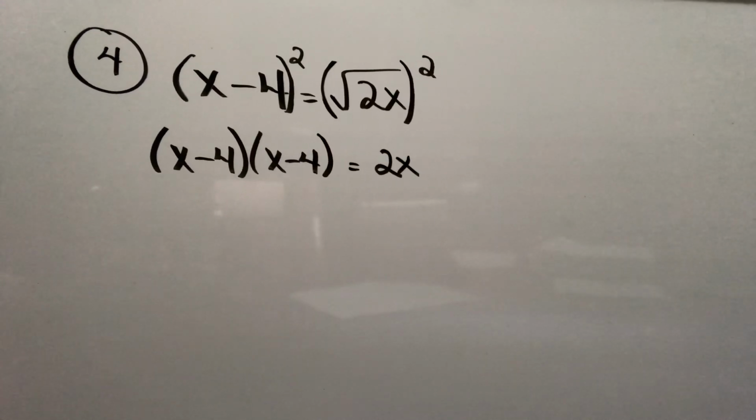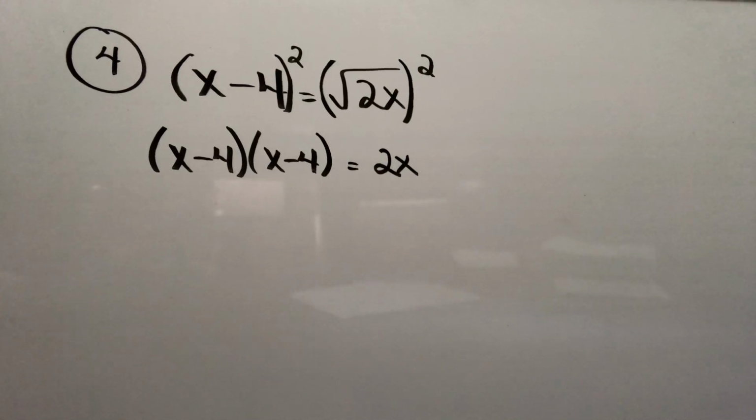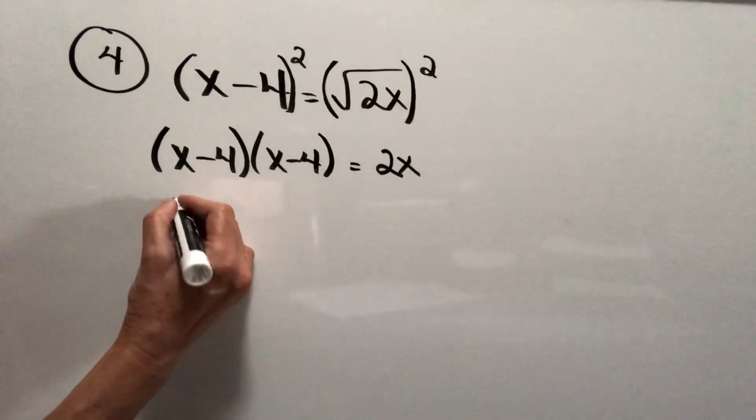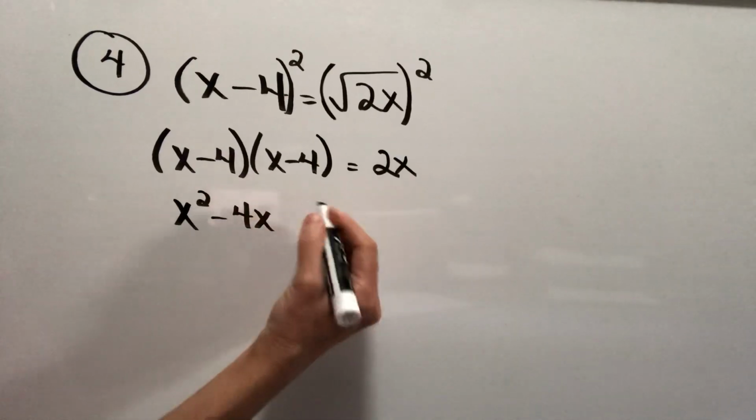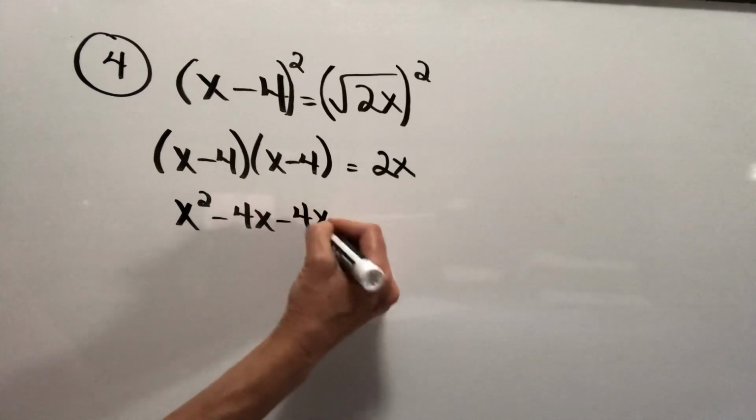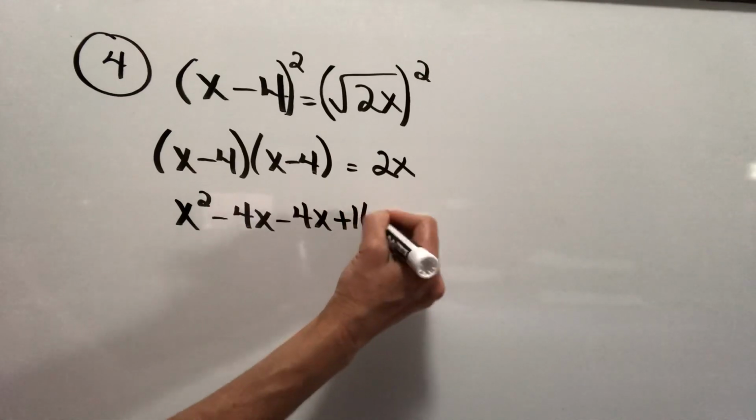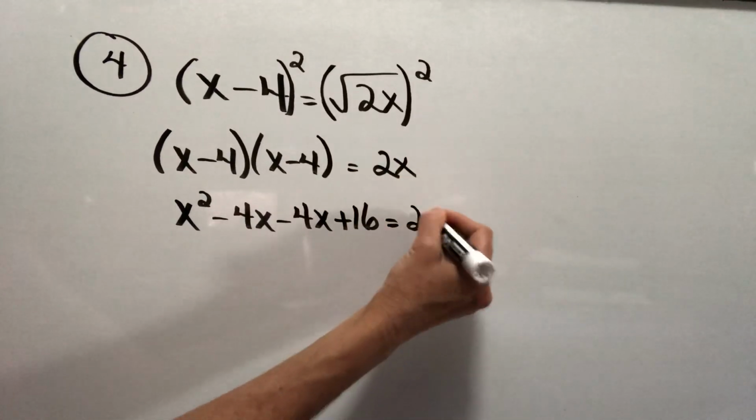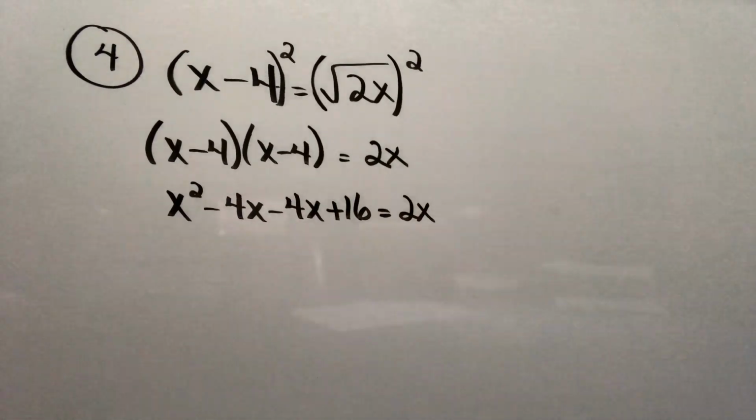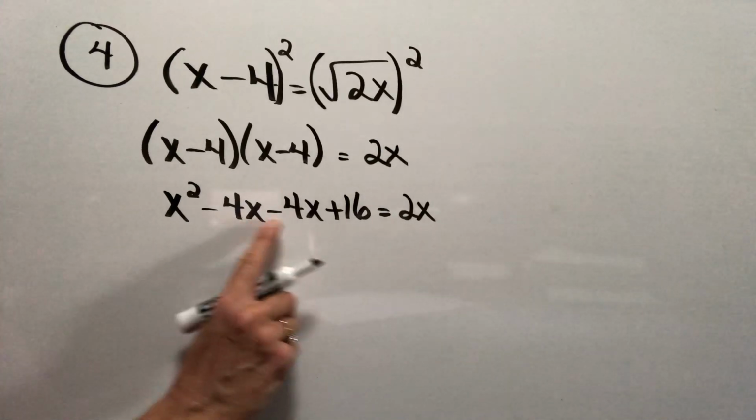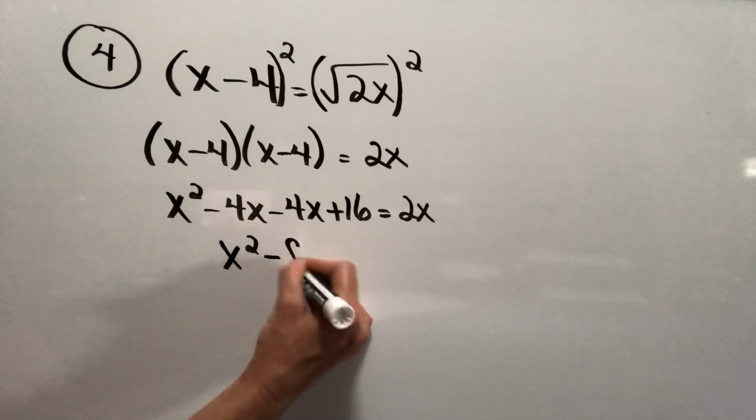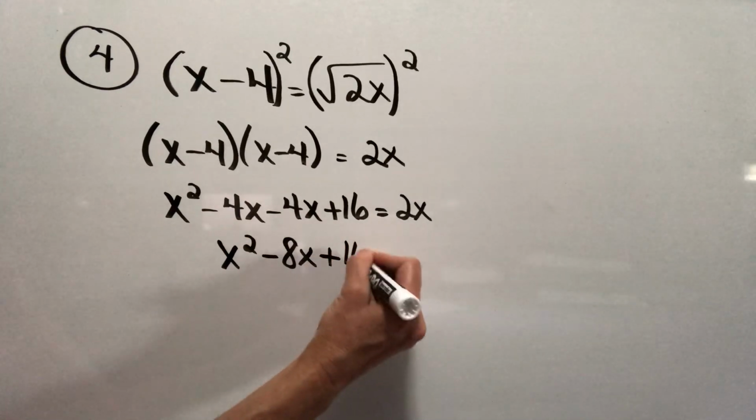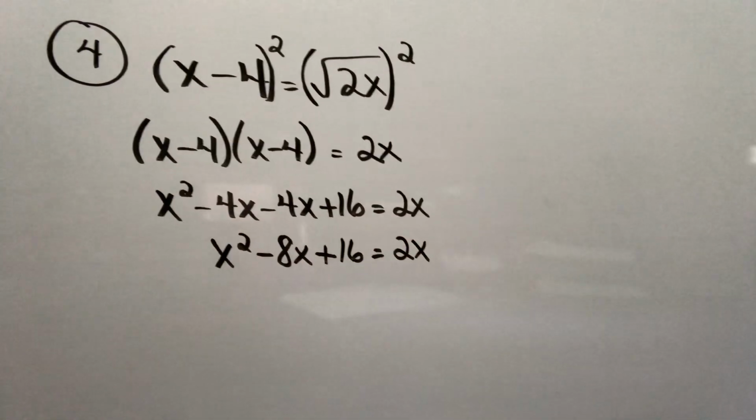Okay. So now on the left side, in order to multiply those two things, you would do FOIL. Remember, FOIL is first, outside, inside, last. So that applies here too. So first would be x squared. The outside would be negative 4x. The inside would be negative 4x. And the last would be 16. And then bring down the 2x. This can be simplified a little bit because negative 4x and negative 4x can be combined. So it's really x squared minus 8x plus 16 equals 2x.